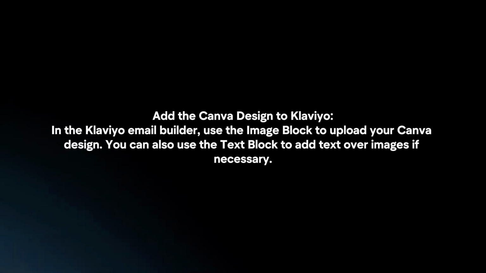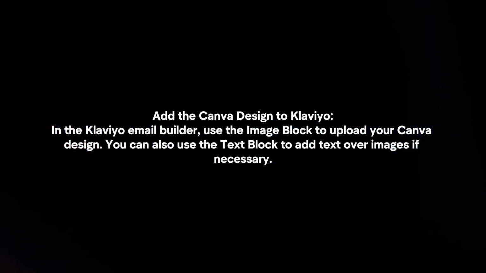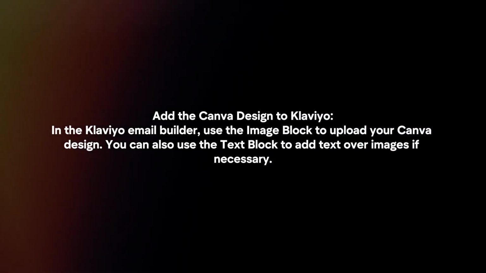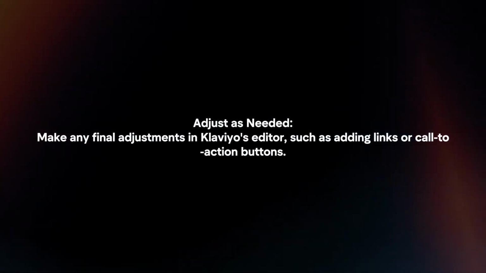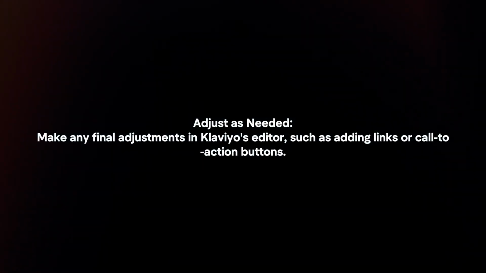Add the Canva design to Klaviyo. In the Klaviyo email builder, use the image block to upload your Canva design. You can also use the text block to add text over images if necessary. Adjust as needed. Make any final adjustments in Klaviyo's editor, such as adding links or call to action buttons.